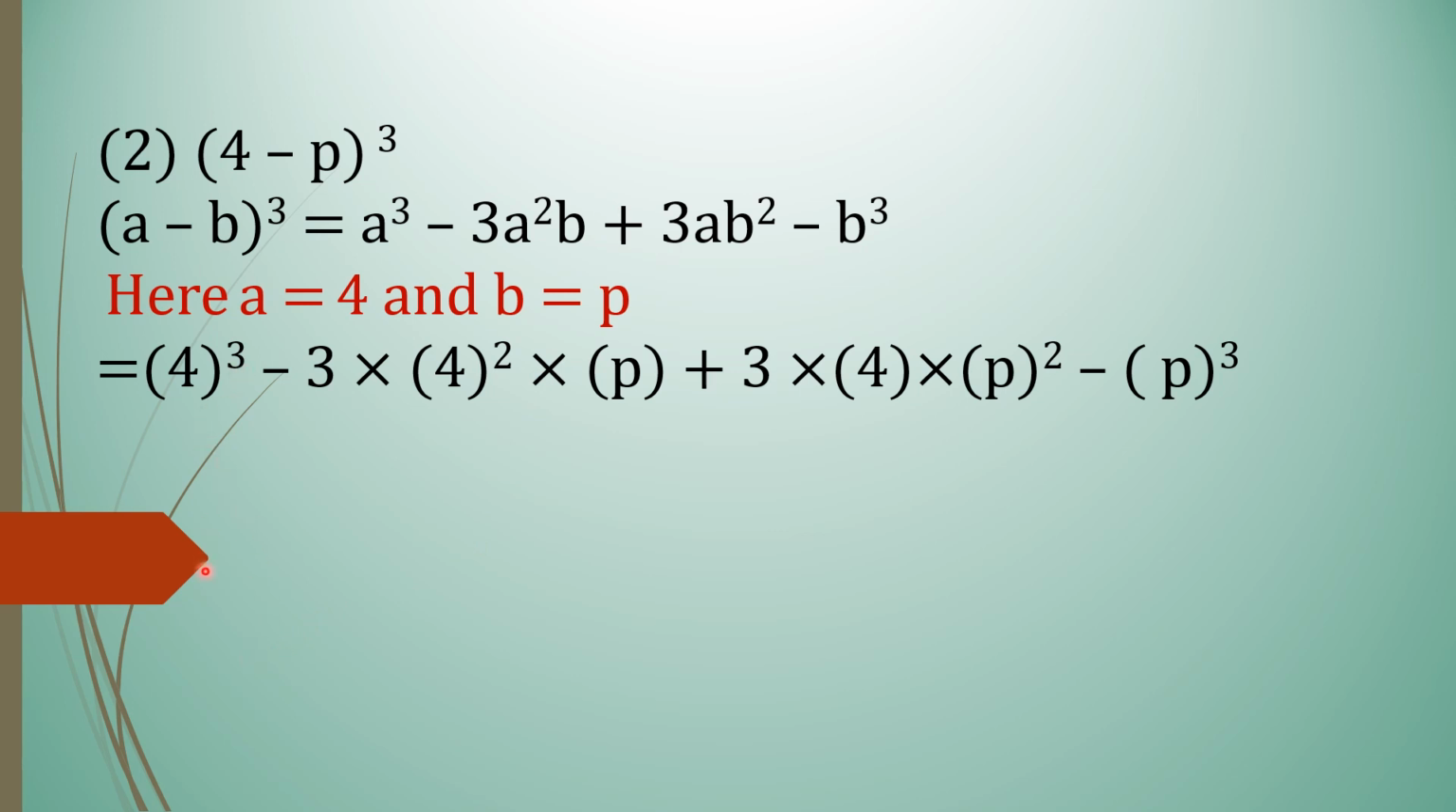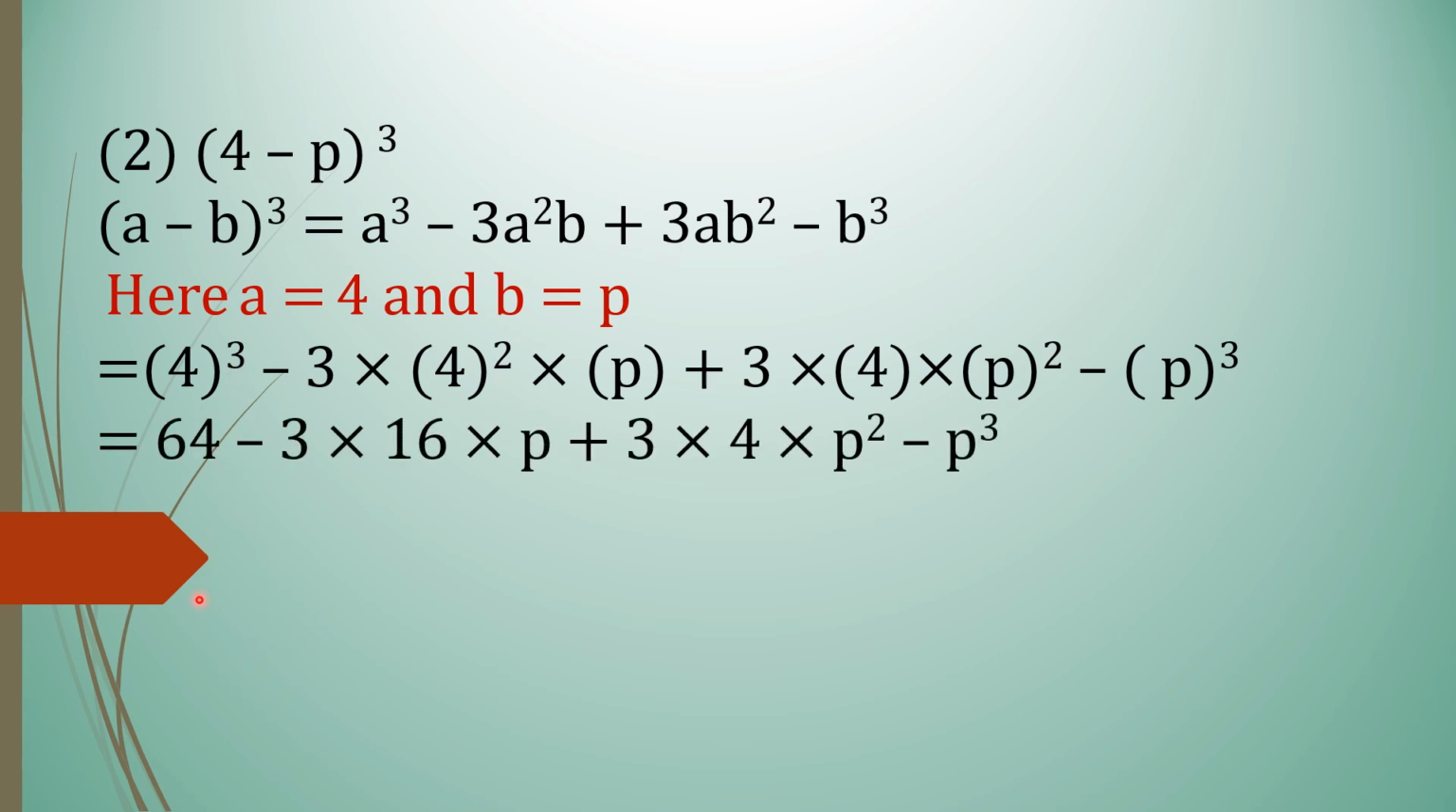What is 4 cube? You'll get 4 into 4 into 4. So 4 4s are 16, 16 4s are 64, minus 3 into 4 square, 16, into p, you'll write down as it is, plus 3 into 4 into p the whole square will become p square, minus p the whole cube will become p cube. Now students, we'll multiply this. Next step, we'll solve for this, that is 3 into 16 into p and 3 into 4 into p square.